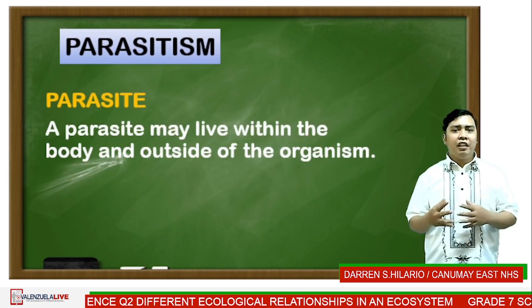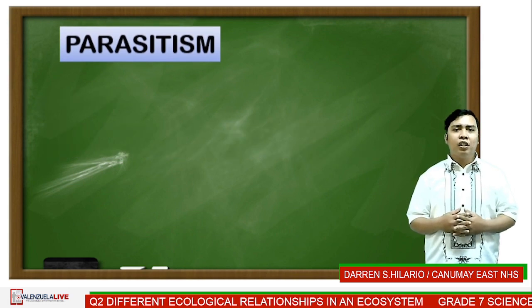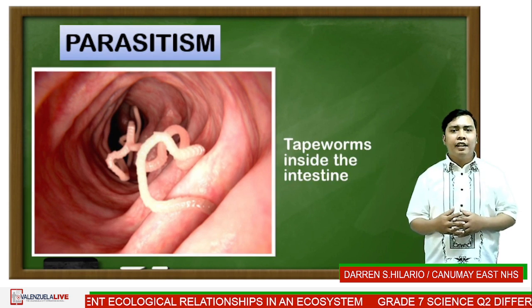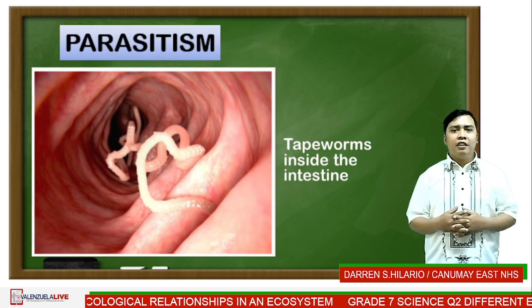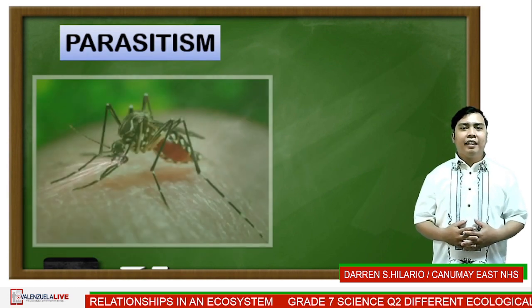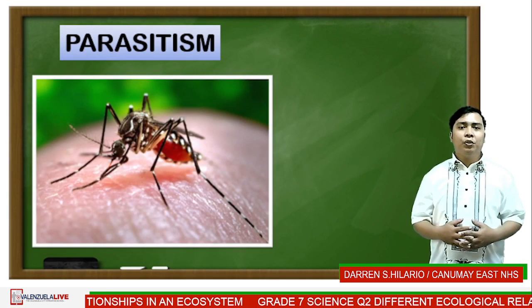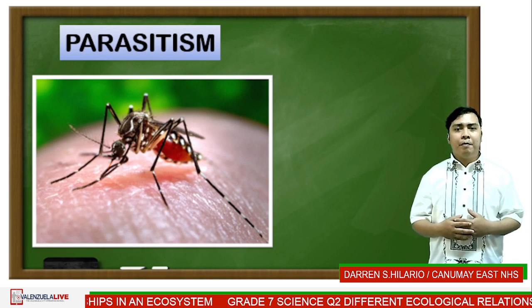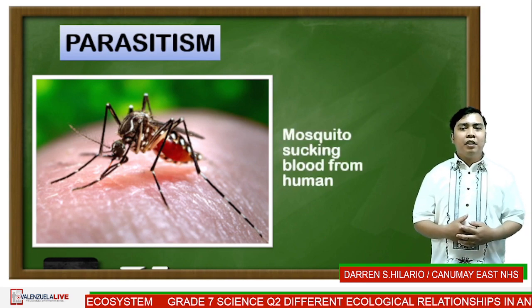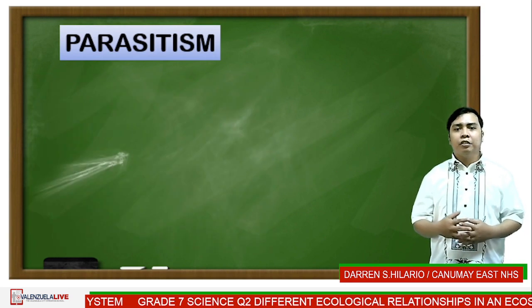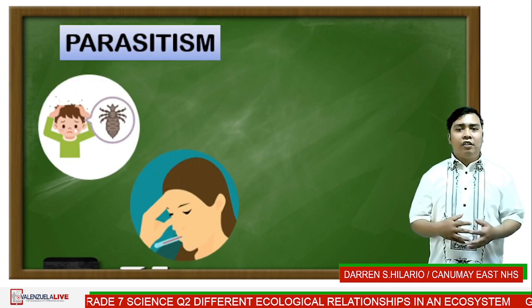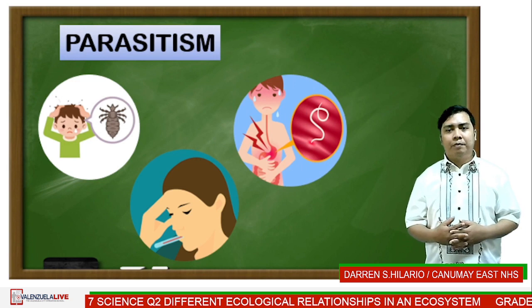The parasite may live within or inside the host, just like tapeworms inside the intestine of a cow, and they depend on the intestine of the cow for their food and nutrients. A mosquito is a parasite that feeds outside of the body of the host, and it sucks blood from the skin of a man, which is the host. Parasites can cause some diseases, like bacteria and other microscopic organisms that live inside the body of the host. They cause diseases like dengue and pneumonia.